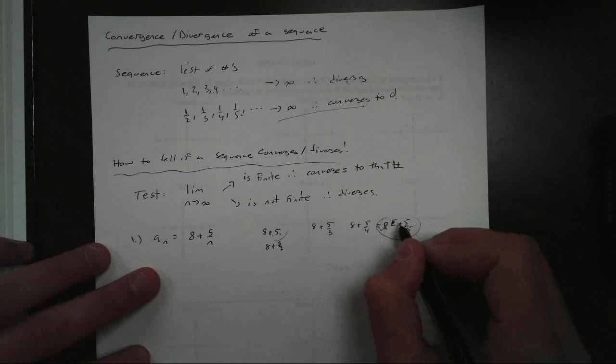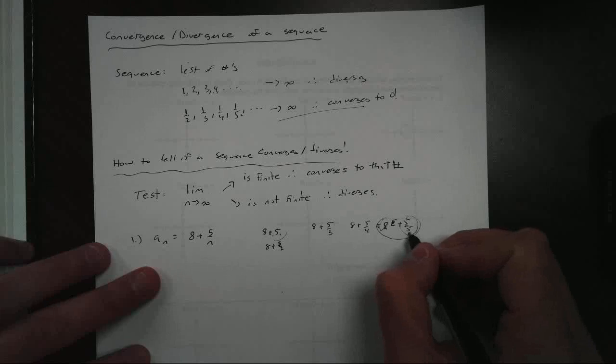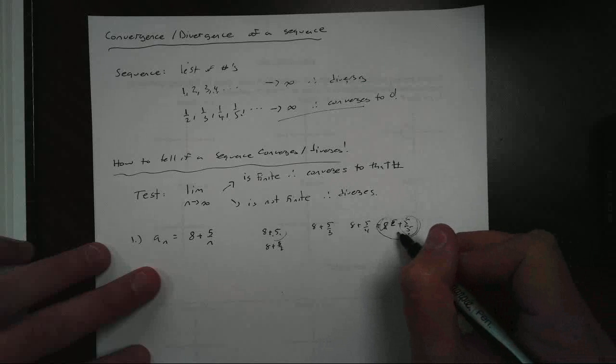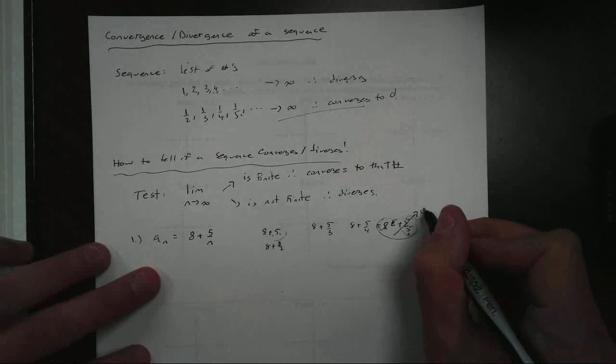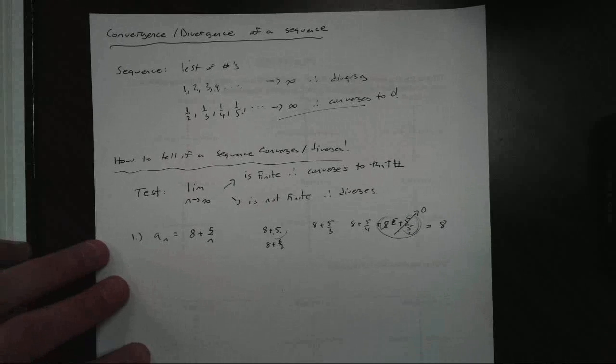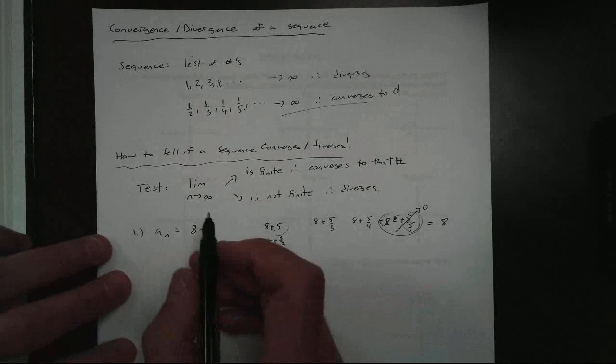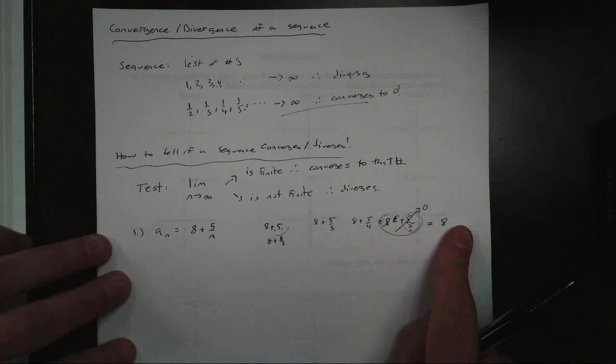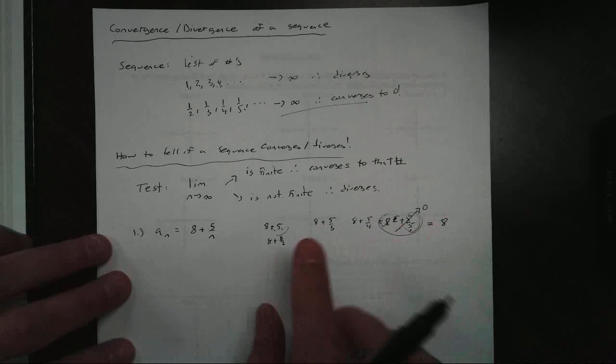What's happening is the 8 stays the same, but this 5 over n is changing. It's getting smaller and smaller. Eventually we can think that this term goes to 0, and we're going to be left with the number 8. Now, if only calculus was that simple. We just can't use common sense in calculus. We have to prove it.